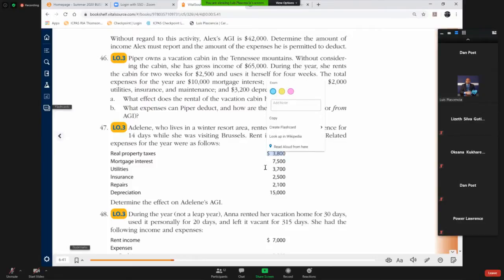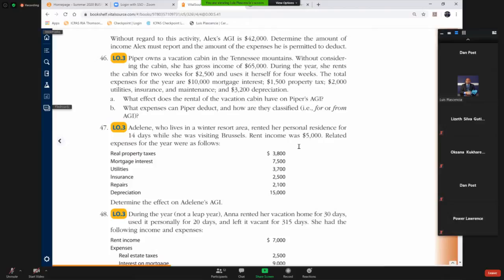It's because it's rented for less than 15 days, or 14 days or less. Income goes nowhere. Actually, it doesn't go anywhere. Not in this case. Interest and tax: the property tax 3,800 and mortgage interest 7,500 get added to her itemized deduction. That's it. Nothing else, and we don't do anything with the other information.